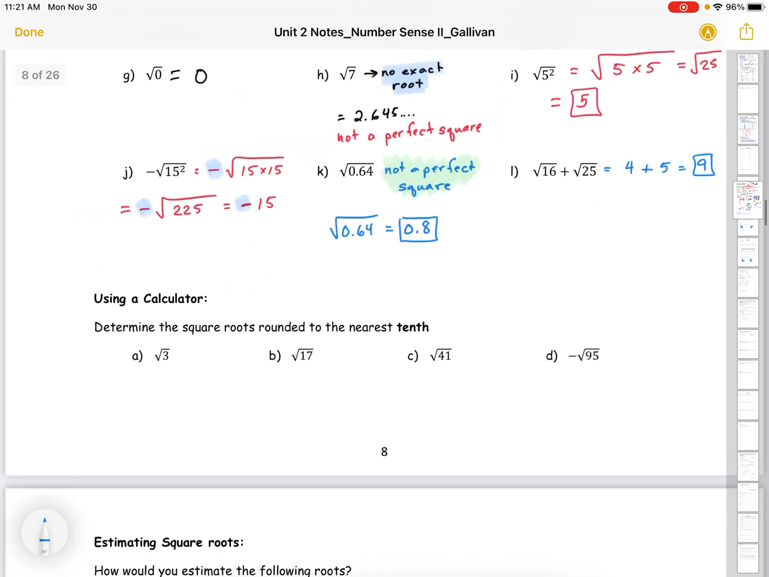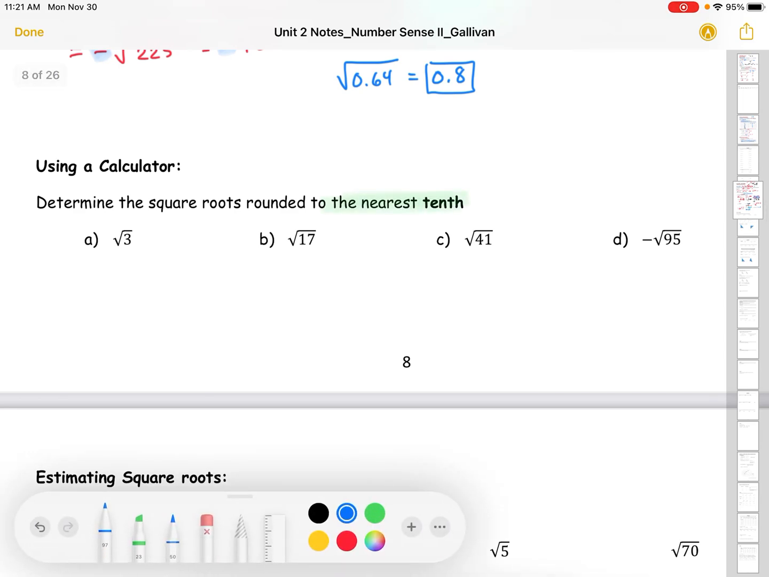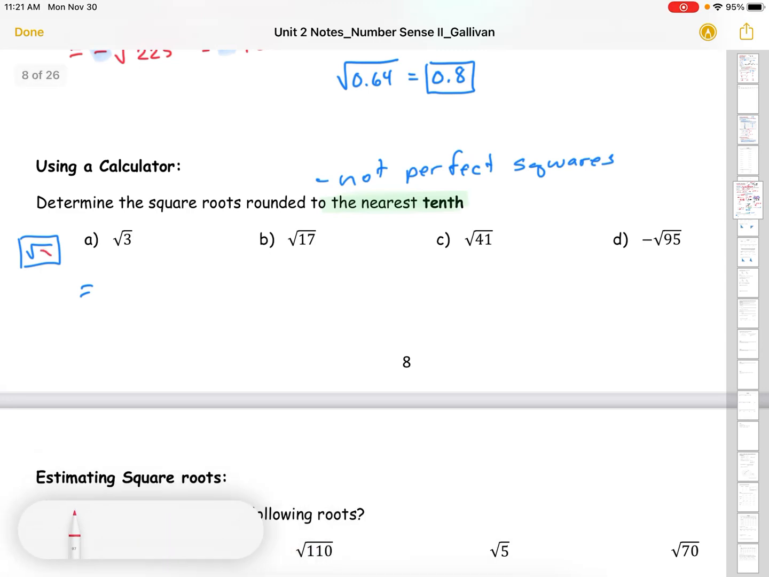Now you can also use your calculator, and notice here it says to the nearest tenth, so we're not looking for perfect squares necessarily. Okay, and that's fine. So if I do root 3, I use my calculator. So I hit 3 and I hit that. There should be a button on your calculator that looks like this. And there might be an X there. If you have a graphing calculator, just ask me and we can take a look at it.